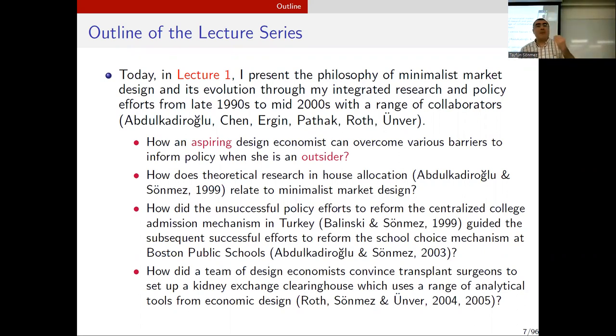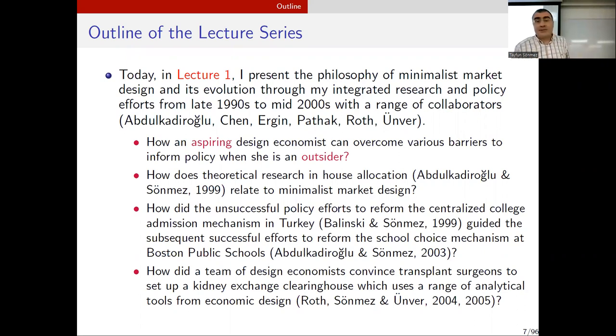So how can an aspiring design economist overcome various barriers to inform policy when she's an outsider? So how do I convince policymakers? They're unaware that they have an issue in their system. And if they are aware, it's their system, like they designed it. They answer to somebody, right? I come there, I tell them, this is broken. It's broken because of this, and you gotta fix it like this. Nobody feels happy when I make these points. No policymakers are excited, at least at the beginning, with these observations, right? I'm the bearer of the bad news. How do I turn the tables?